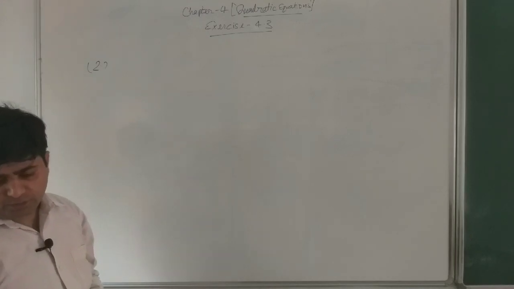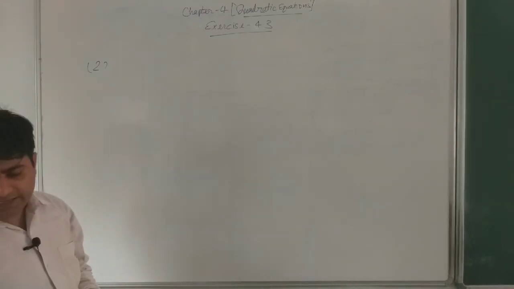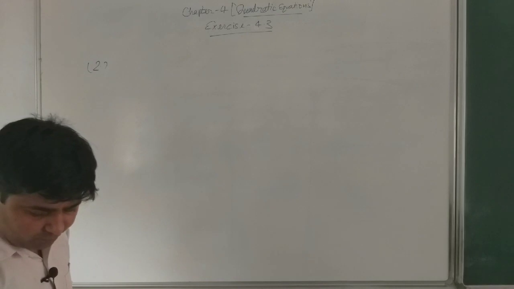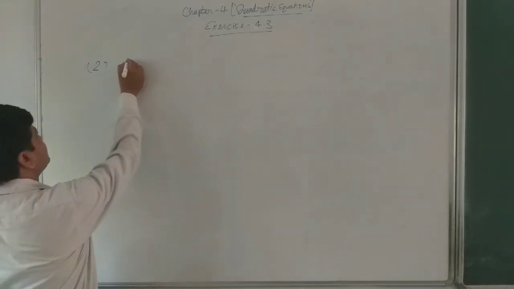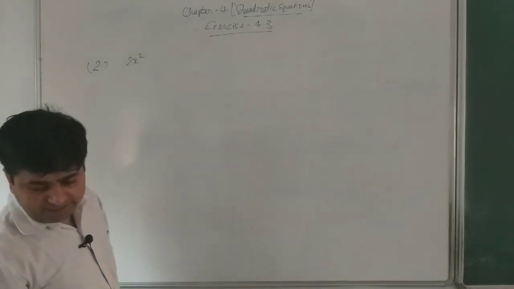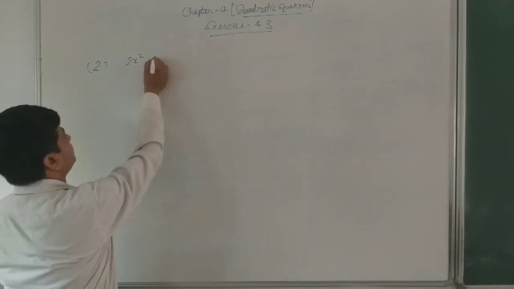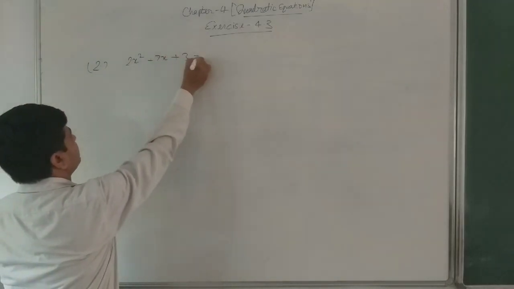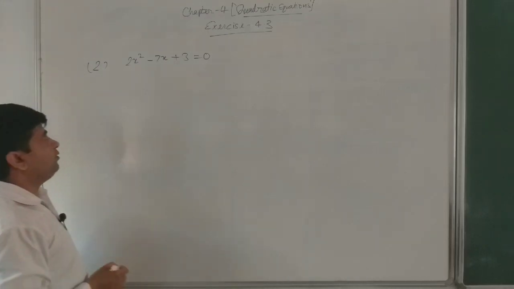जो question 1 के पार्ट थे, उन्हीं को हमें solve करना है above by applying the quadratic formula. उन्हीं questions को हमें quadratic formula के through solve करना है. So the first part is 2x square minus 7x plus 3 equals 0. We have to solve it by quadratic formula.